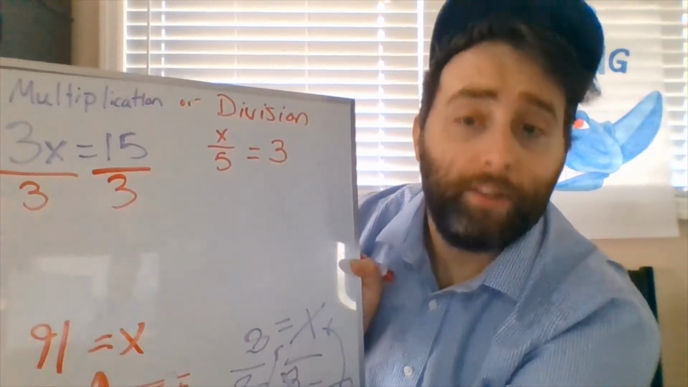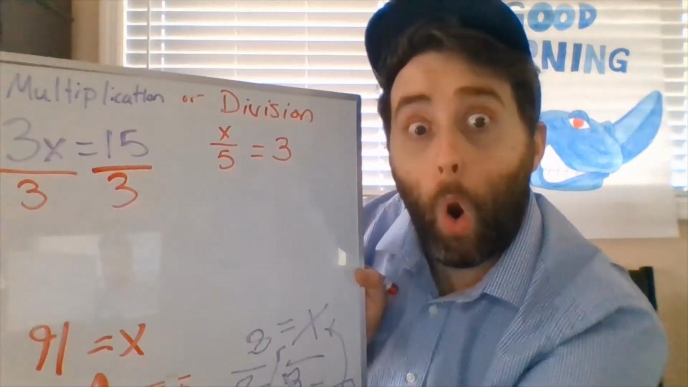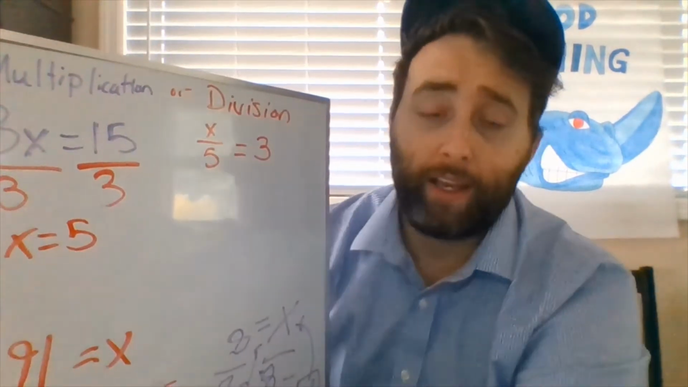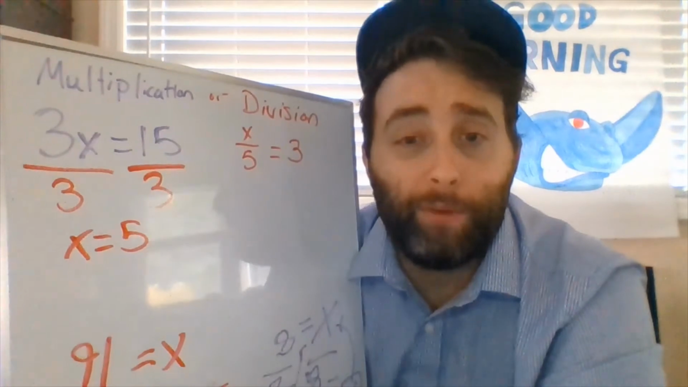Sorry, I should have done that the first time. Dividing both sides by 3. What's 15 divided by 3? 5. And therefore, x equals 5. Plug it in, double check. 3 times 5, 15. We're good.